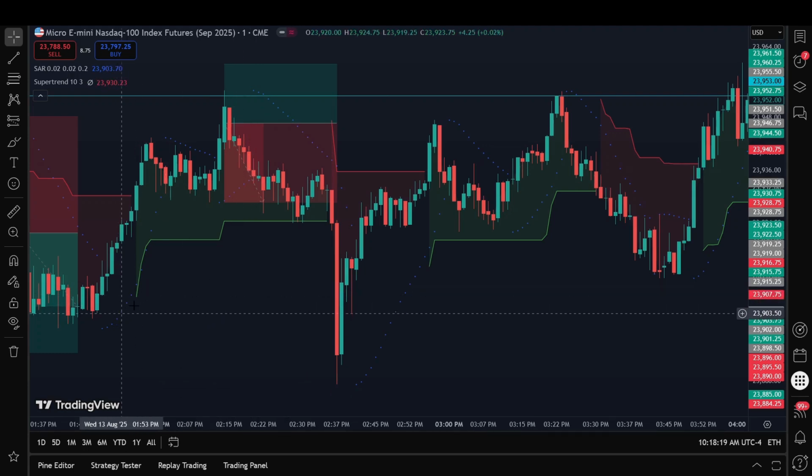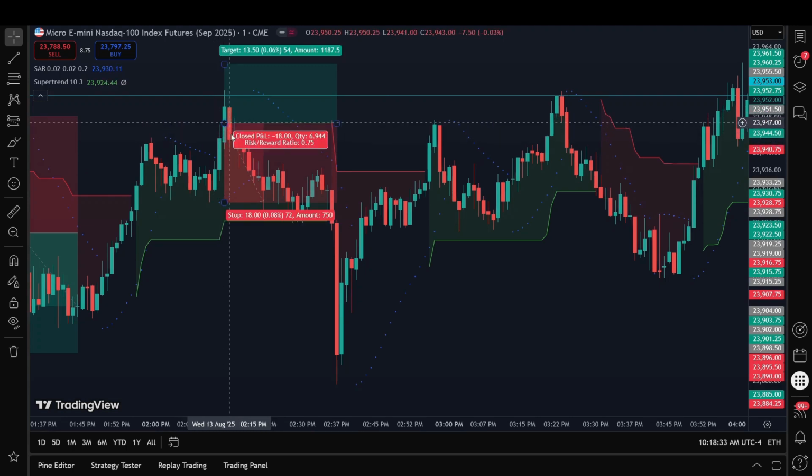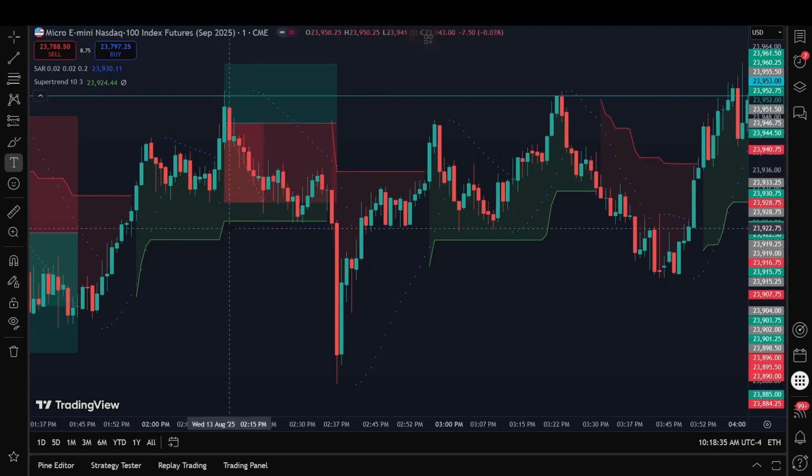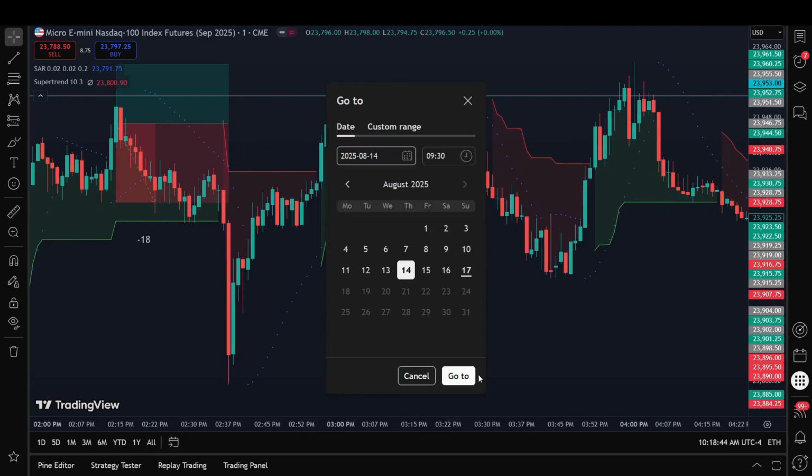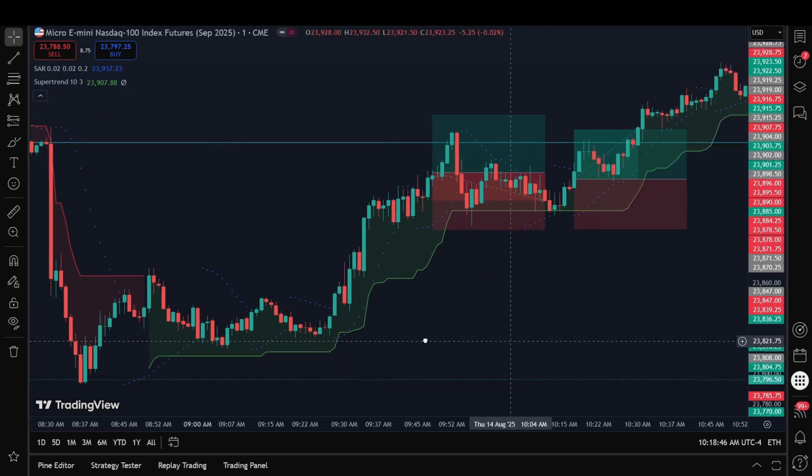Here's a nice pullback. Supertrend changes. Here's the opposite signal on the SAR, and there is the entry right here after this candle. And that's a loss. Minus 18. All right, on to Thursday. So far, so good.